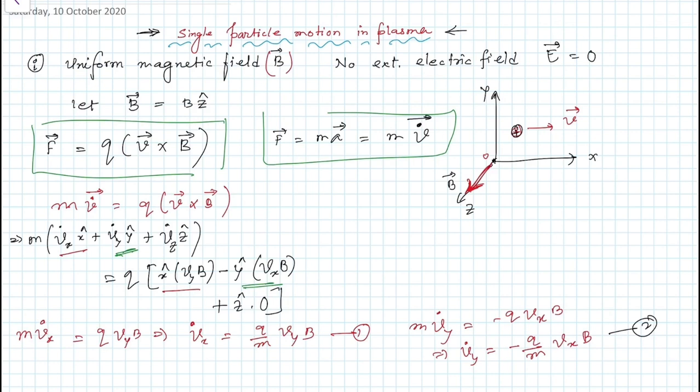And the z component, if you compare the z components, here z cap is 0, then you will get that vz dot is equal to 0, which implies vz must be constant, because differentiation of vz with respect to time t is 0. So d/dt of vz is vz dot, isn't it? If it is equal to 0, then vz must be constant. Hope you have understood this.